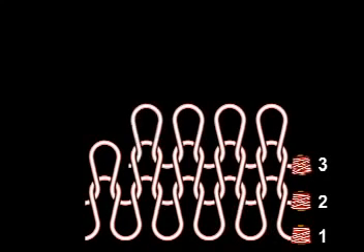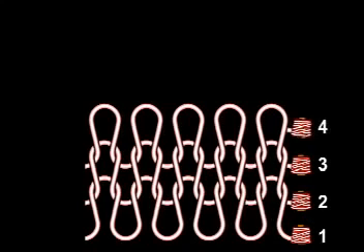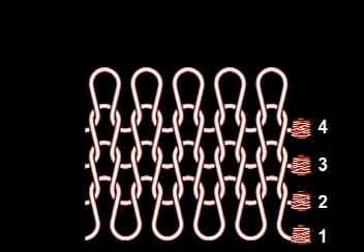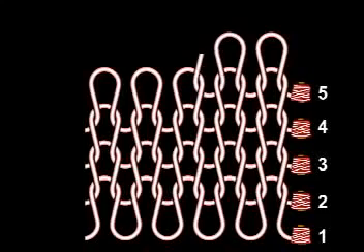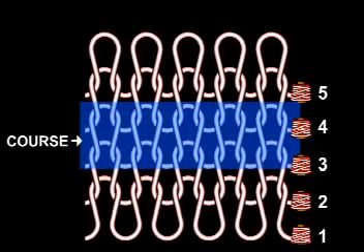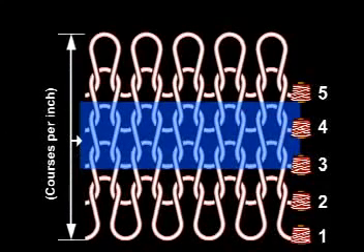If you analyze the structure, you see a pattern of loops arranged in rows and columns. The horizontal row of loops, produced by adjacent needles during the same knitting cycle, is known as a course. The course count is measured by the number of courses per linear unit, expressed as inches or centimeters. If this drawing represents a 1 inch by 1 inch area, you identify this as 5 courses per inch.